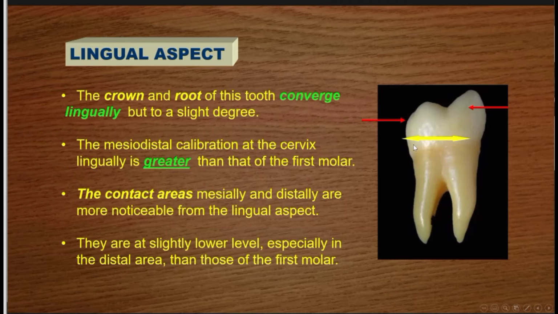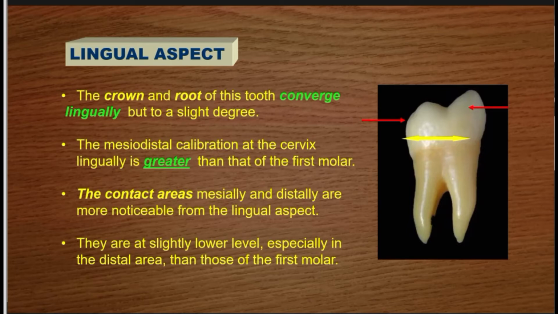The contact areas mesially and distally are more noticeable from the lingual aspect. From the lingual aspect, you can see the contact area very nicely. They are at a slightly lower level, especially in the distal area, than those of the first molar. Of course, when going from the mesial side to the distal side, in general, the contact area goes more cervical.